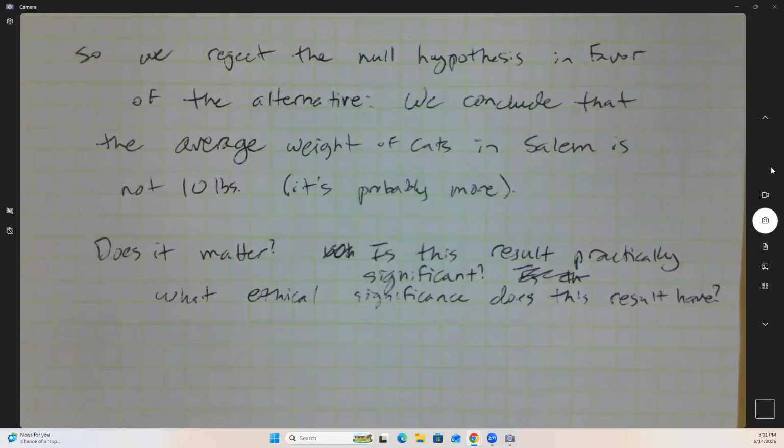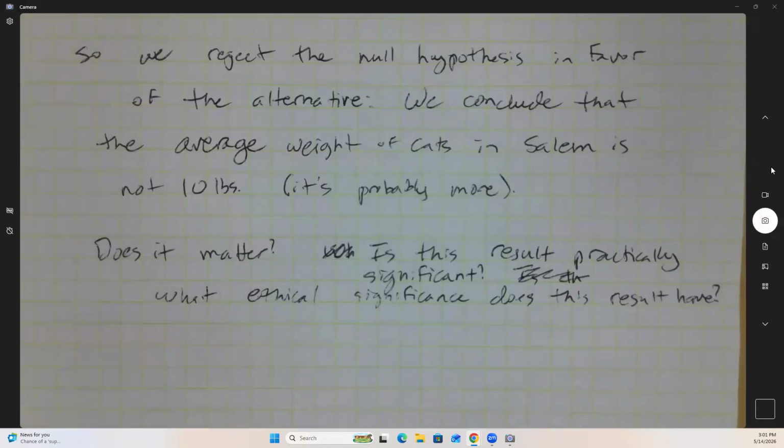I happen to think probably a 2-pound difference in the average weight would be pretty practically significant for cats. I mean, we're talking about 10 pounds versus 12. That's a whole 20% difference in their weights. And the heavier cats are, the more joint issues they have, the more likely to have other health things. Of course, I made this up, so we don't know if it's actually true for Salem. But if that were true, to me, that's practically significant. But you get to decide that as the researcher.